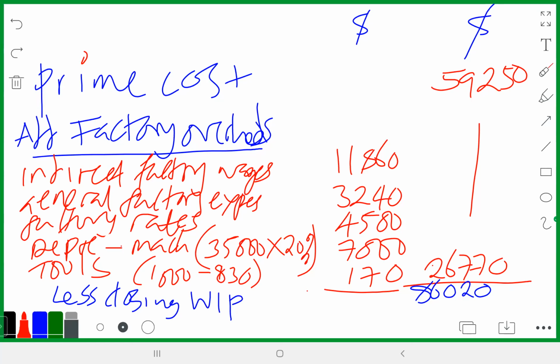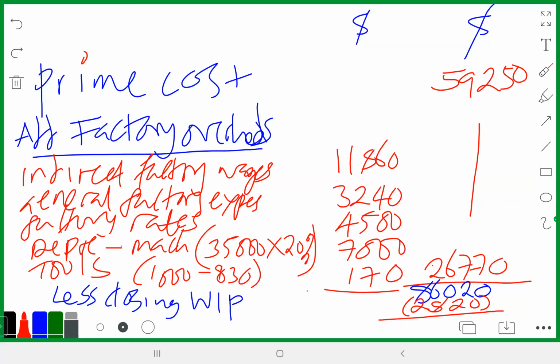So it is 2,800 and 20. You are subtracting the closing work in progress. You add the opening work in progress to the figure, then after adding to that sum, you subtract the closing work in progress. So what is the difference now? It's 83,200.